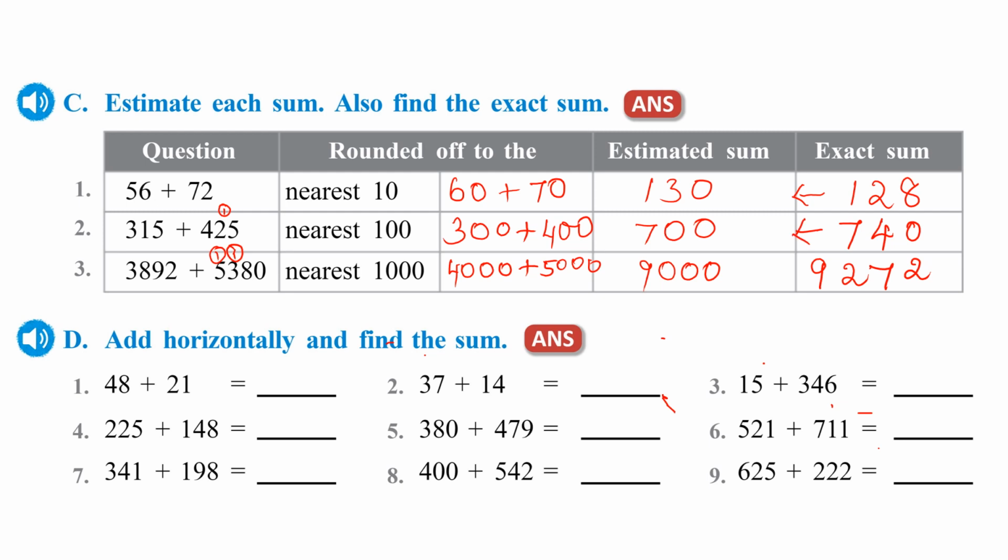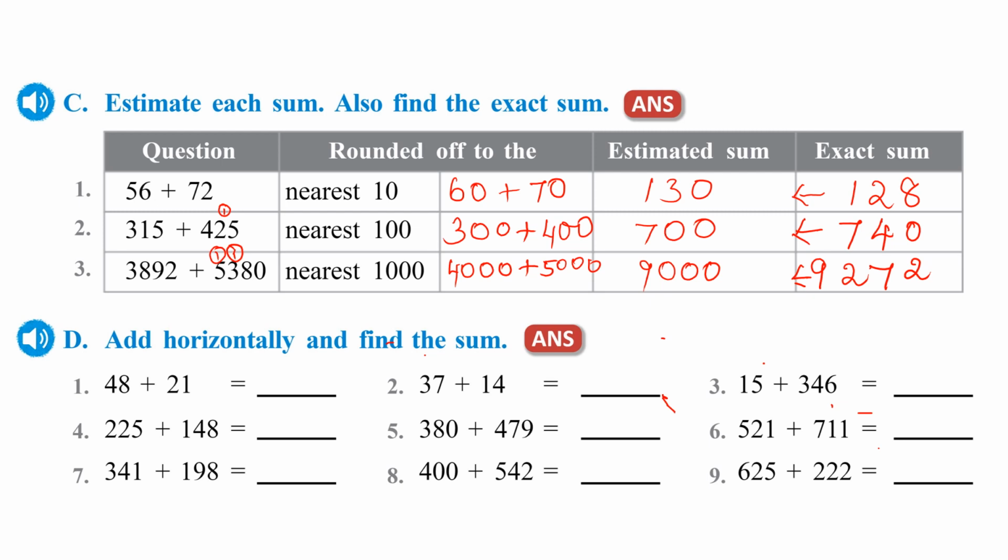The third one is 9272. When you round it off to the nearest 1000, you get 9000. So our answer is correct. So you can cross check like this also. Right? Got it? Yes. Now, let me move on to the next question.